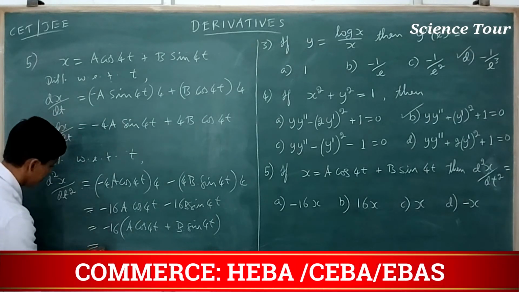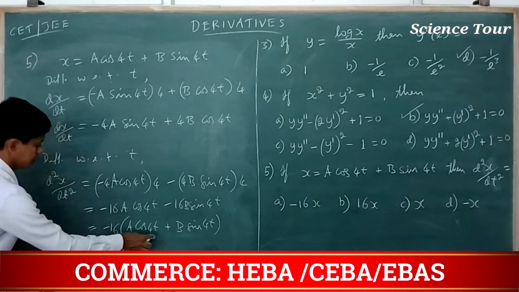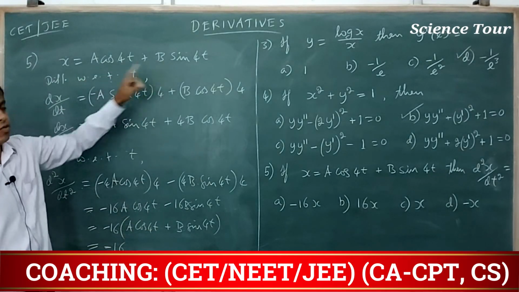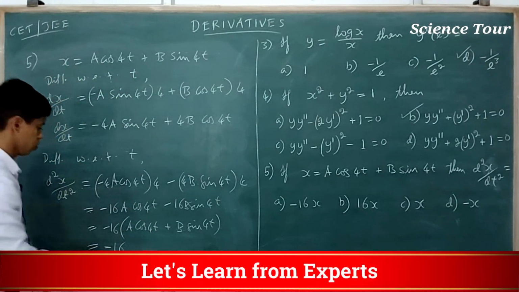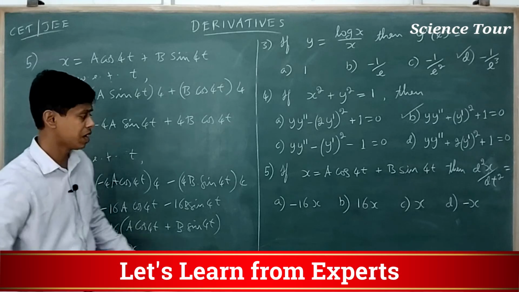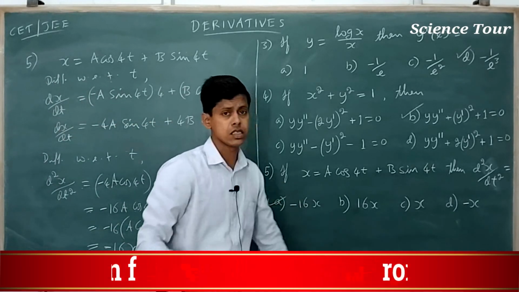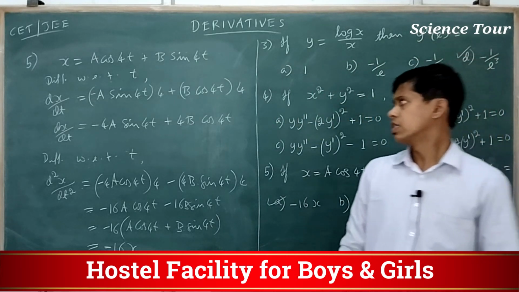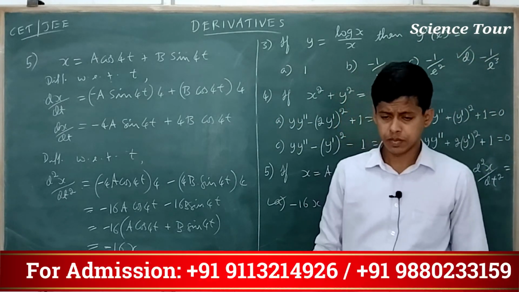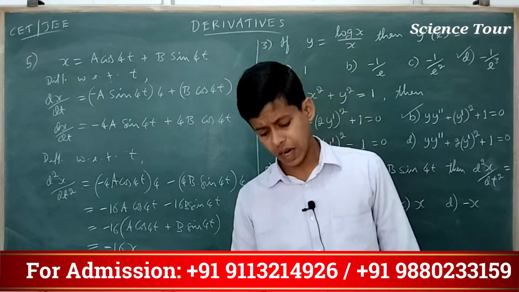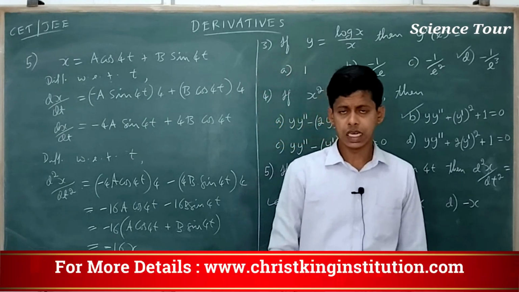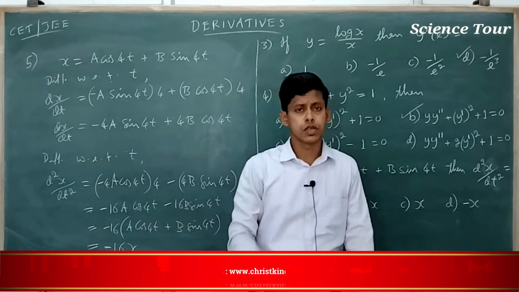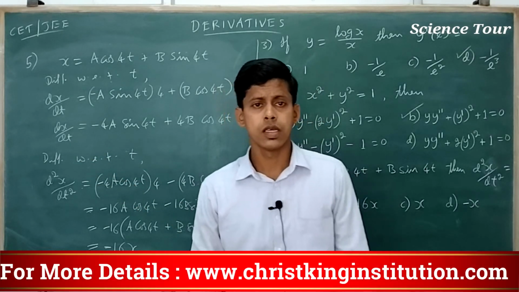Now what is it? a cos 4t plus b sine 4t is x. So therefore your answer is minus 16x. Option A is the answer. That was also a simple question. Second order derivative is quite a simple task, provided you know how to find the derivative in the first place. Well, that's it for the chapter on derivatives.